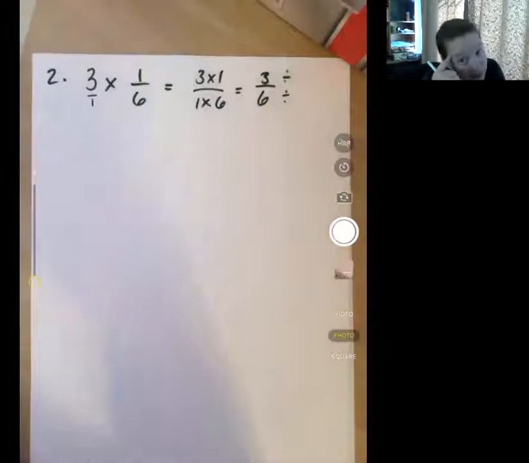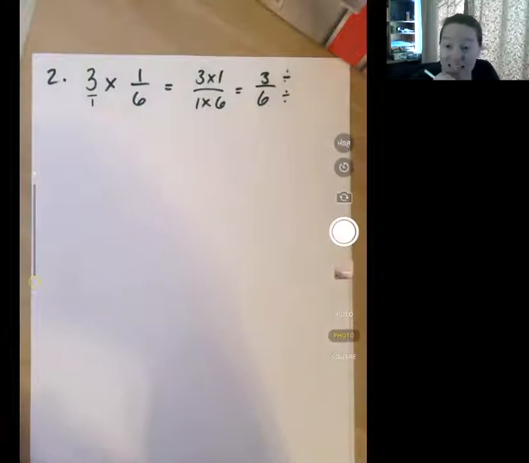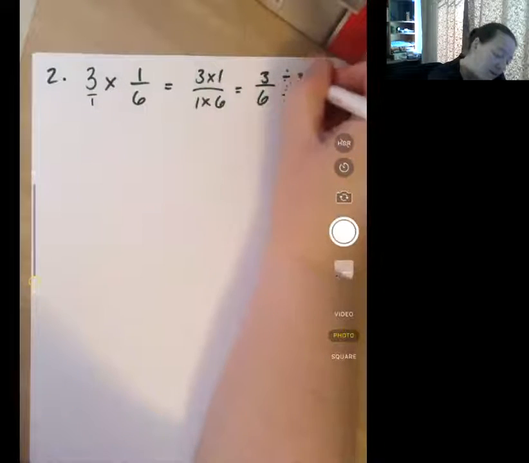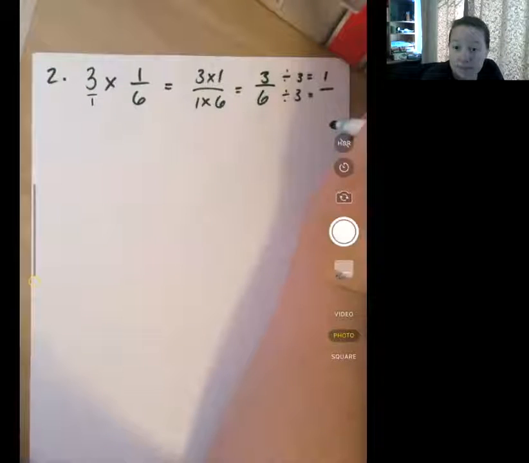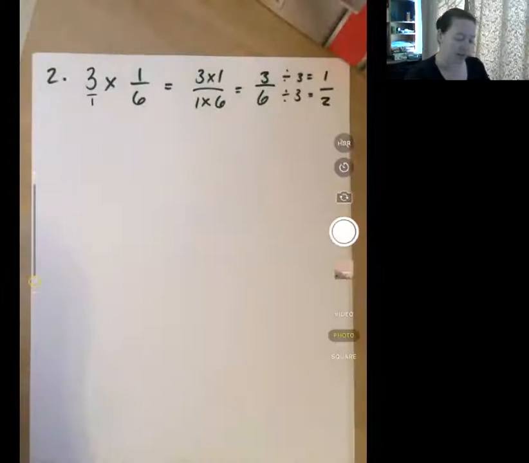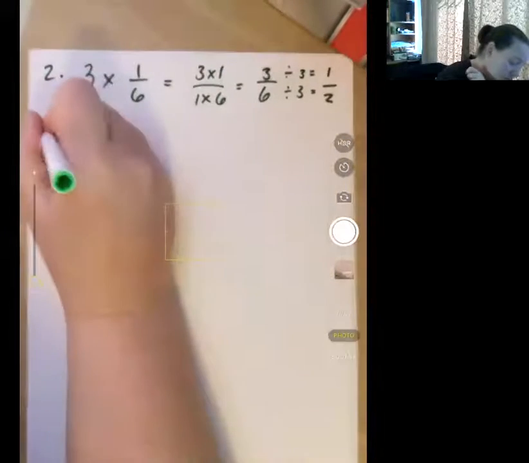So I need to think, what can I take out of this? Remember, my choices are 2, 3, and 5. Well, I can't take out a 2 because 3 is not even. I can take out a 3, though. So divided by 3. 3 divided by 3 is 1. And 6 divided by 3 is 2. All right. So our total answer is 1/2, going down to number 4.